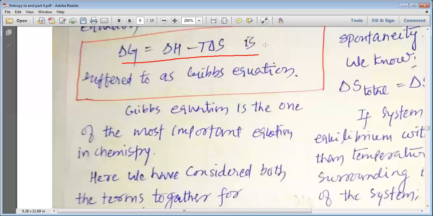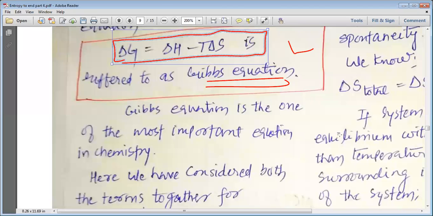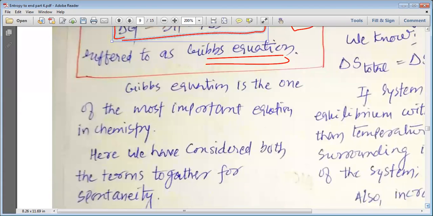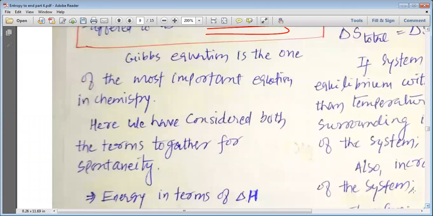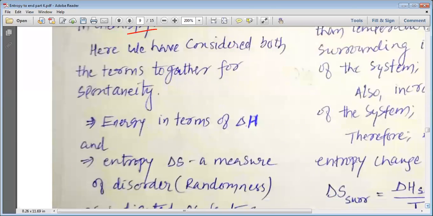The equation delta G is equal to delta H minus T delta S is known as the Gibbs equation. So sometime in the exam, if you are asked to write the Gibbs equation, you can write delta G is equal to delta H minus T delta S. It is your Gibbs equation. The Gibbs equation is one of the most important equations in chemistry, because using this Gibbs equation we get lots of information, and it is useful in many industrial processes that you will study in 10th standard.